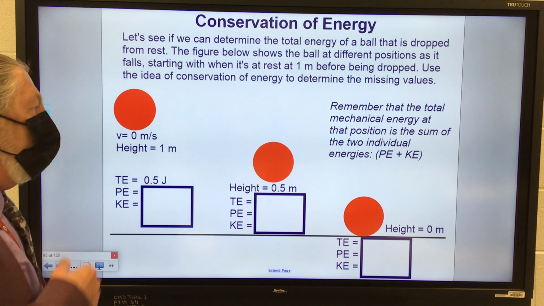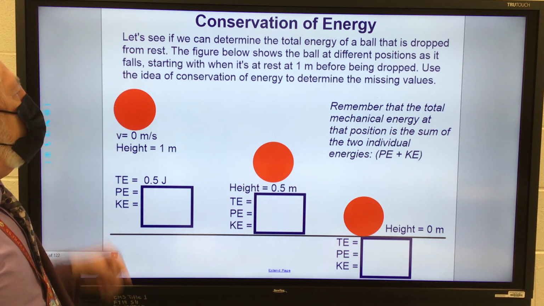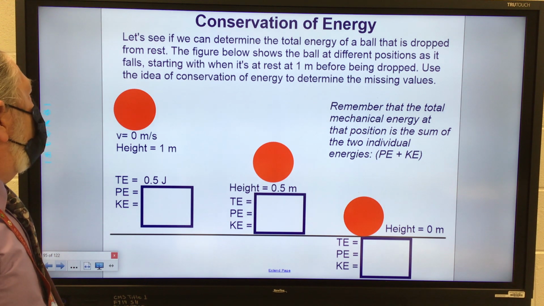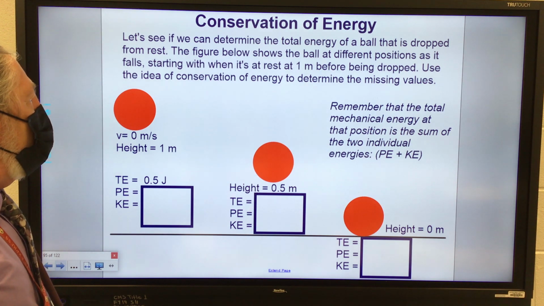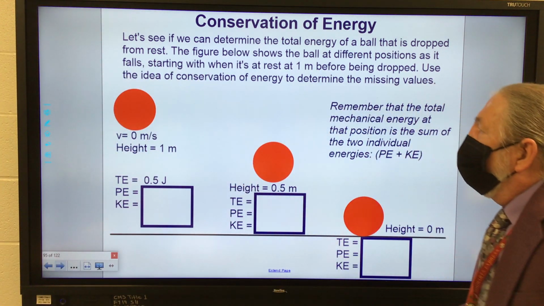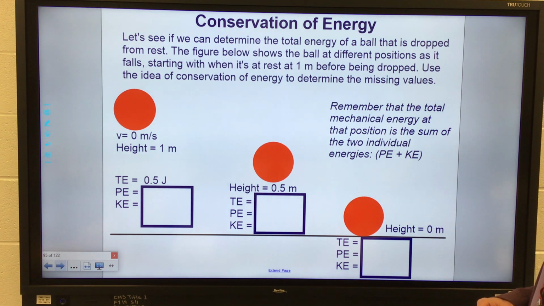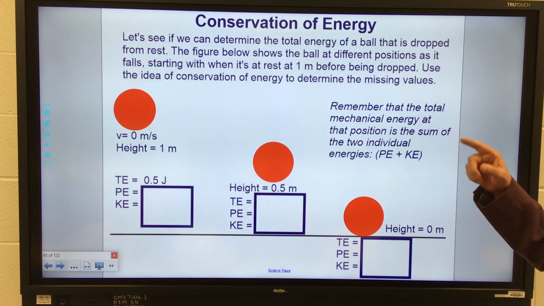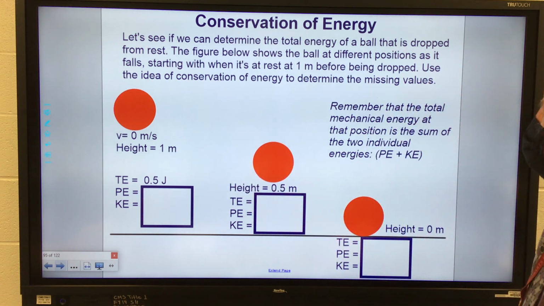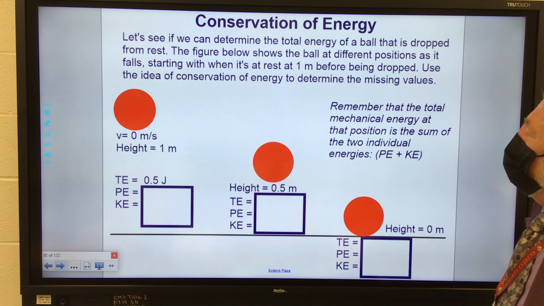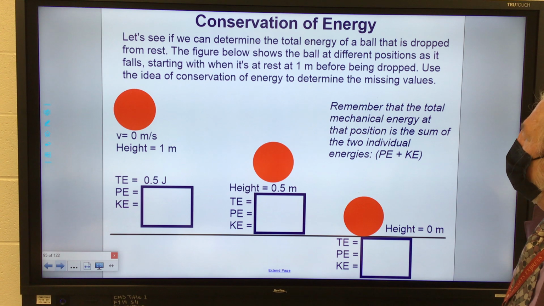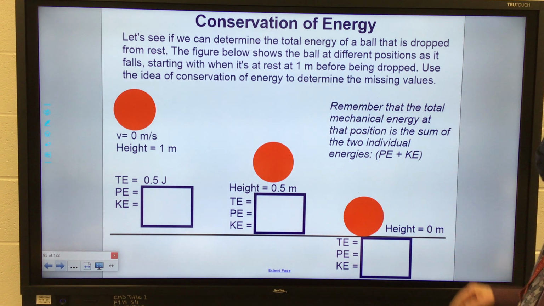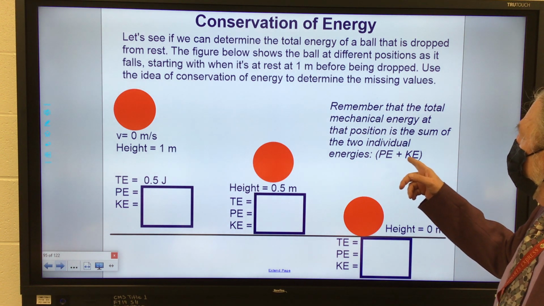Okay, let's look right here. So let's see if we can determine the total energy of a ball that is dropped from rest. The figure below shows the ball at different positions as it falls. So starting with when it's at rest at 1 meter, before being dropped, use the idea of conservation of energy to determine the missing values, okay? We're going to remember that the total mechanical energy at that position is a sum of two individual energies, potential energy plus kinetic energy, right?